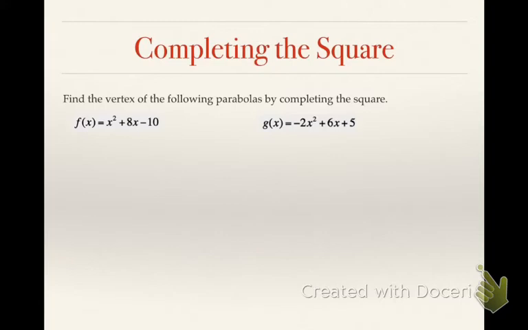Okay, completing the square is an important skill to be able to know how to do because not only will it work with circles to find the center and radius of a circle, but it also works to help find the vertex of a parabola. Okay, so here we have two functions, and the basic idea of completing the square is you're going to isolate all the variable terms and then put the number term to the side. Okay, and you want to make it a perfect square.